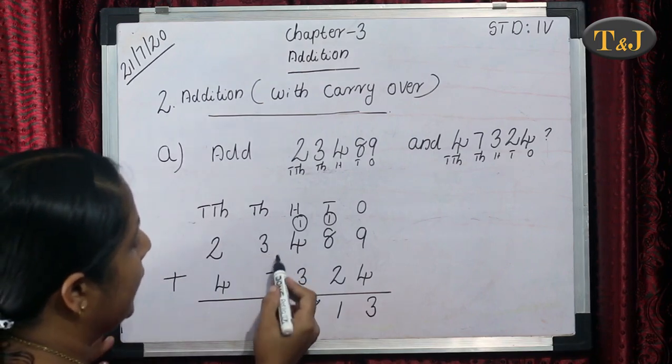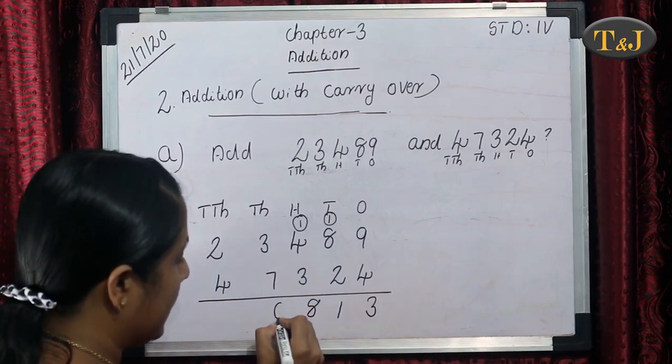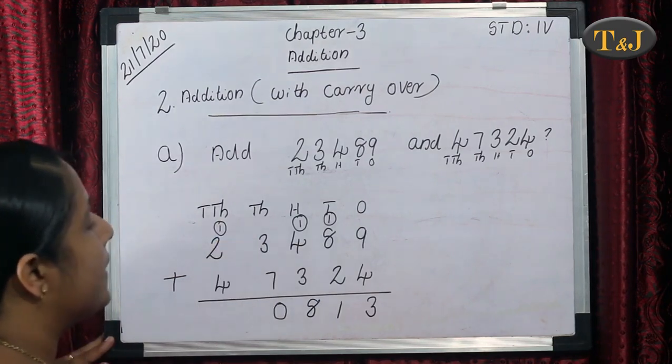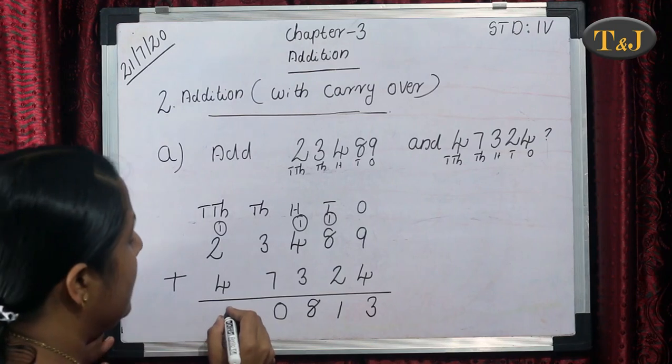Next we are adding 3 plus 7. 3 plus 7 equals 10. Then write 0, 1 balance. Then 2 plus 1. 2 plus 1 equals 3. 3 plus 4 equals 7.